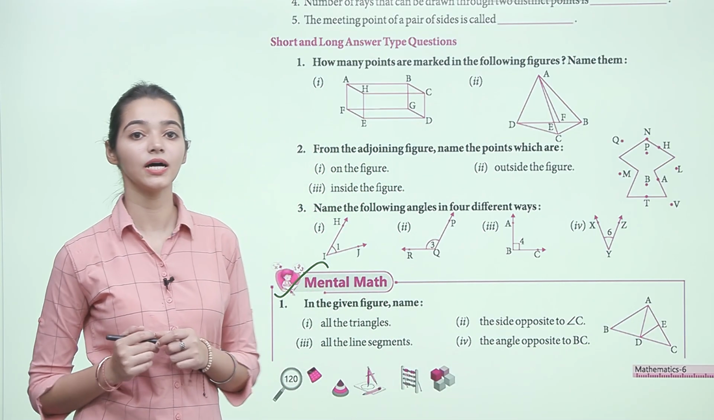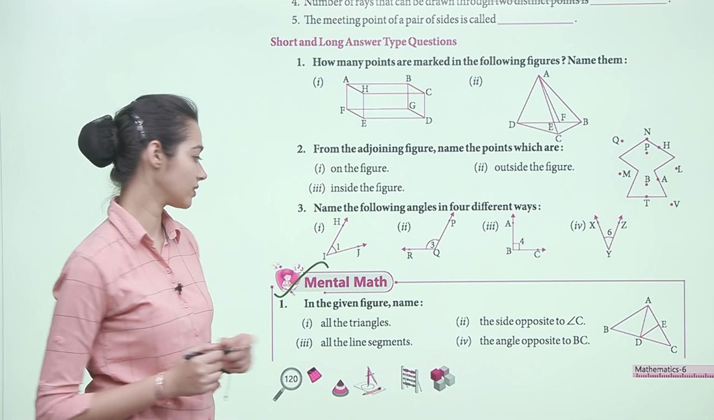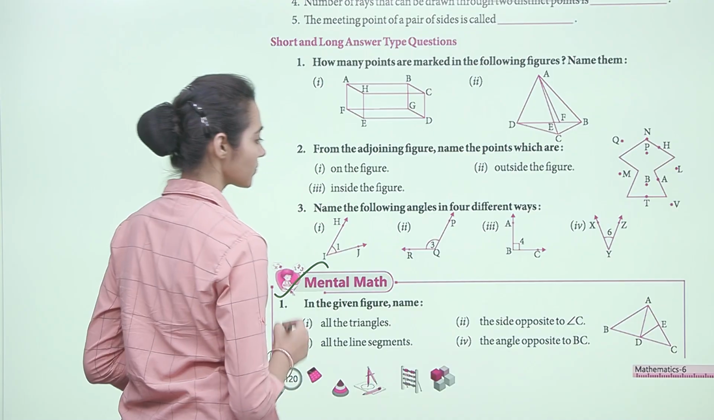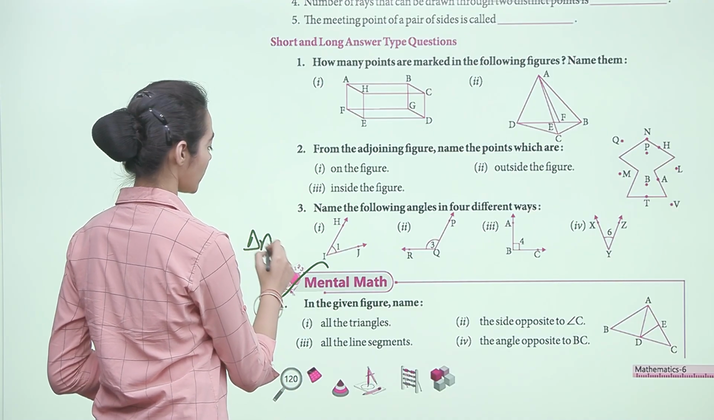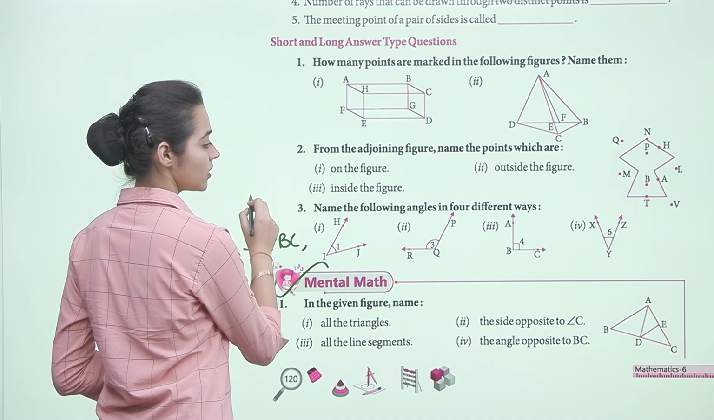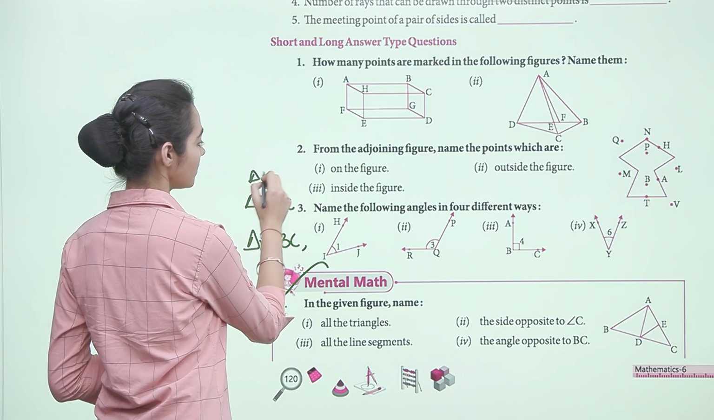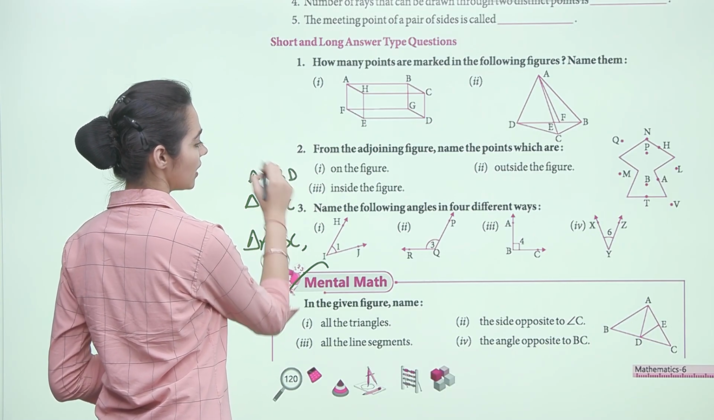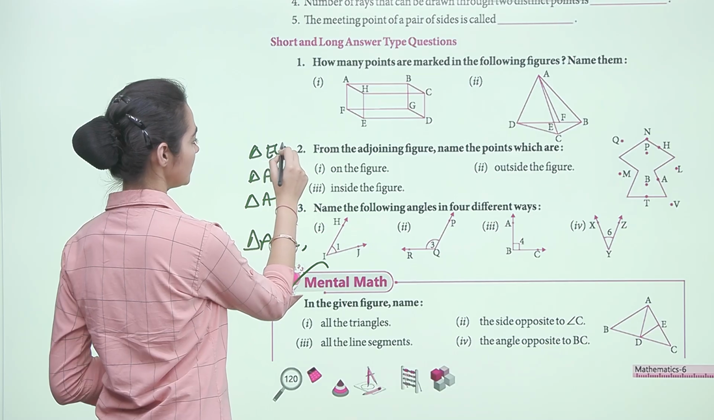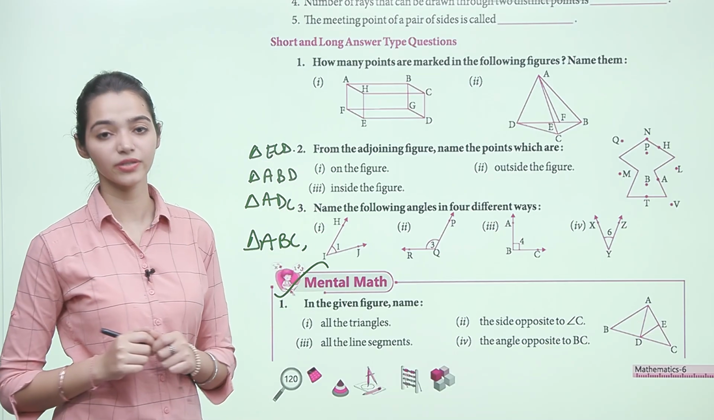Now let's start with the mental maths. In the given figure, name all the triangles. Here you have to write all the triangles, that is triangle ABC, triangle ADC, triangle ABD, triangle ECD. That's how you can complete the remaining part.